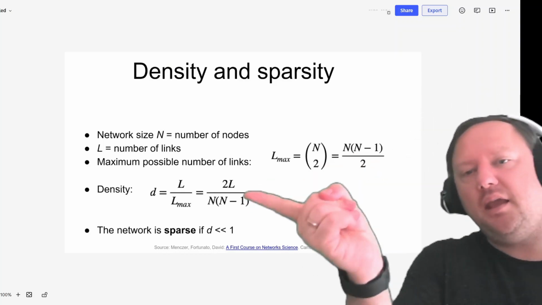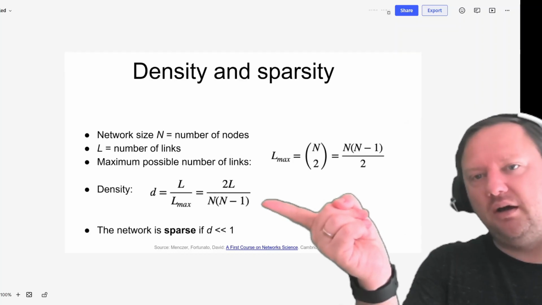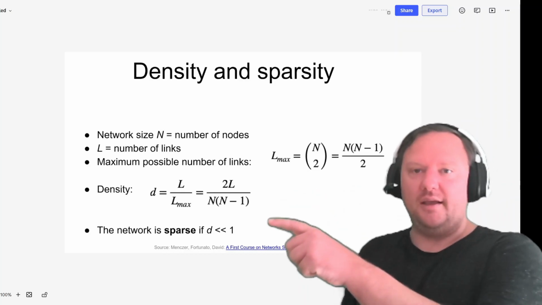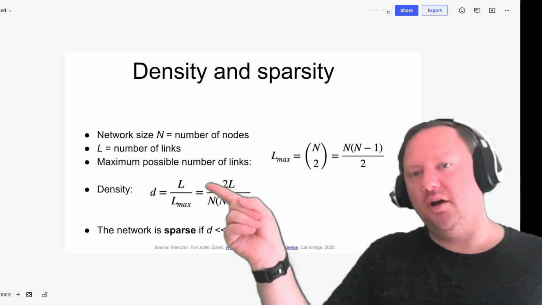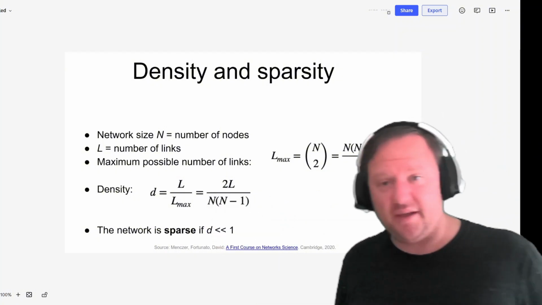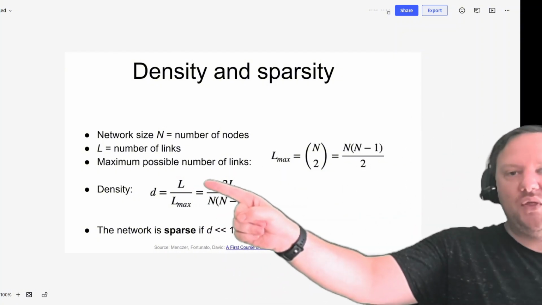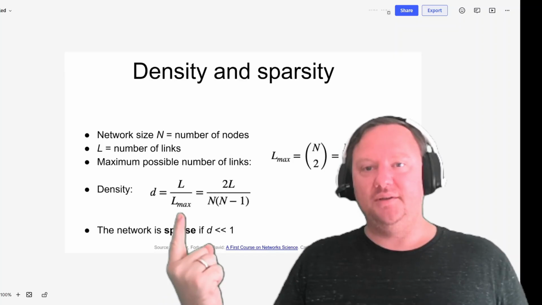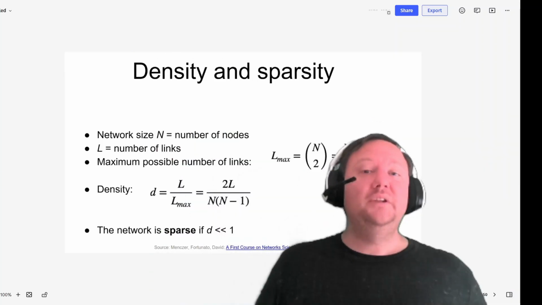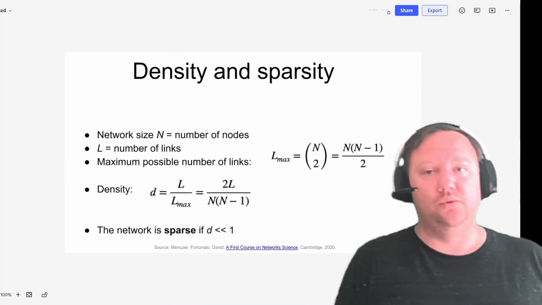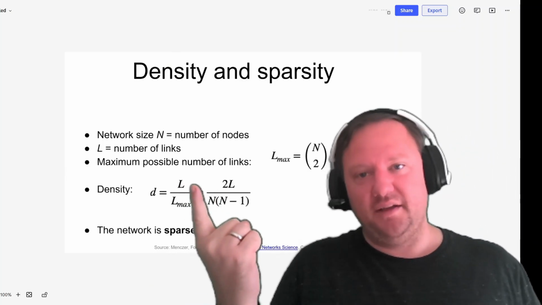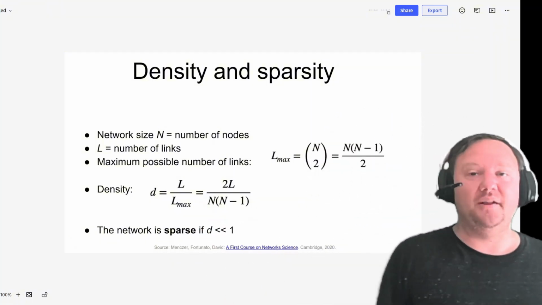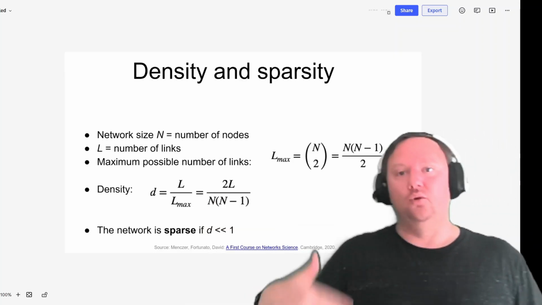But in any case, here is the formal definition of a measure of the density of the graph. Essentially, it is the number of edges that the graph actually has, that's L, divided by the maximum possible number of edges that the graph could have if you linked up every possible pair of two vertices. So this is basically like a percentage. You could have 0 edges and it would have 0 density, like 0% of the total possible.